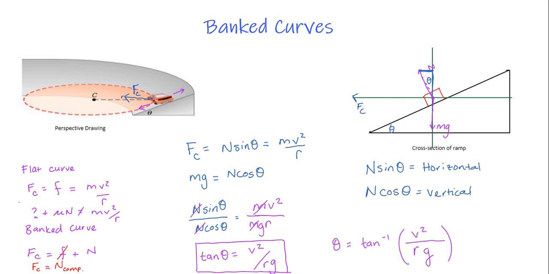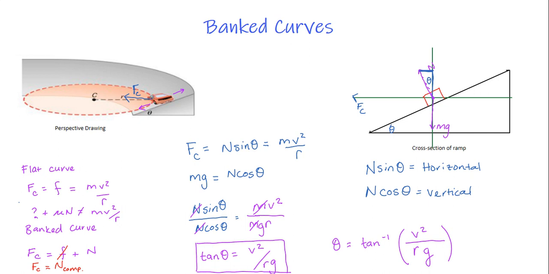Now usually you can't adjust the angle of the ramp, so maybe you want to look at it from the perspective of what speed I can achieve if the radius of the turn is a given value and the angle of the embankment is a given value. You could then solve for v and determine a value for the speed that is achievable.